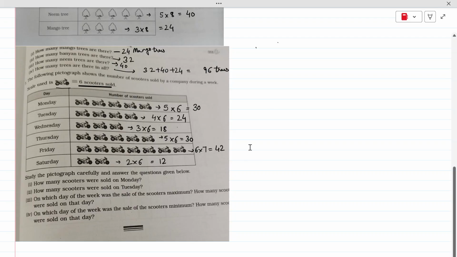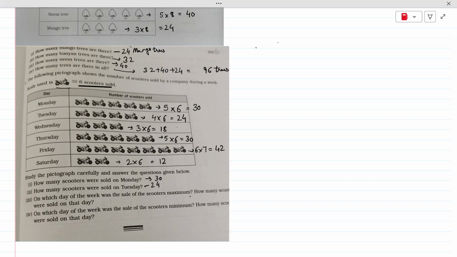How many scooters were sold on Monday? So on Monday, 30 were sold. We have just calculated. Then how many scooters were sold on Tuesday? It is 24. Next is, on which day of the week was the sale of the scooters maximum, and how many scooters were sold on that day.